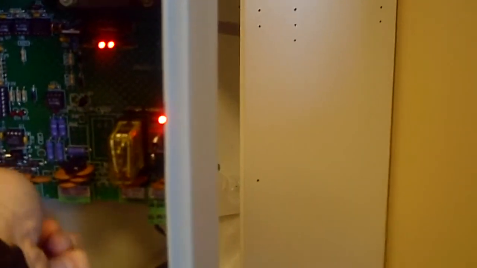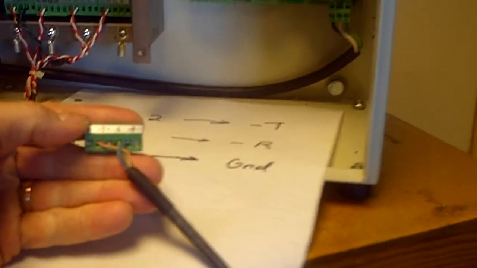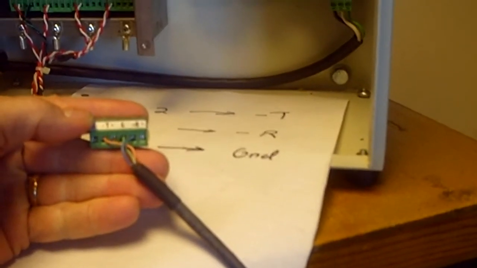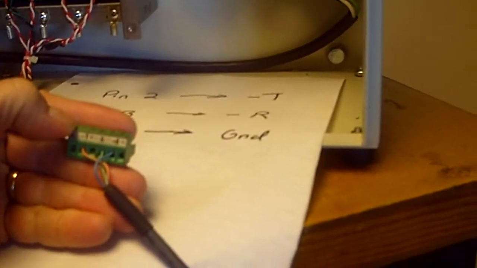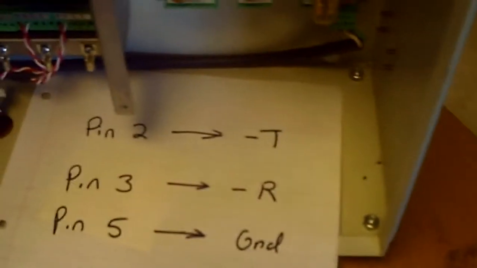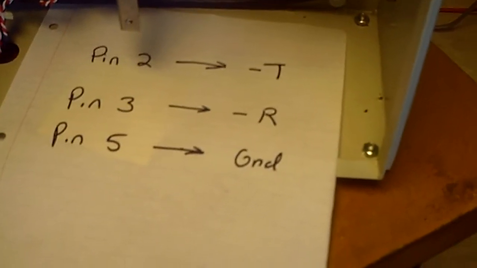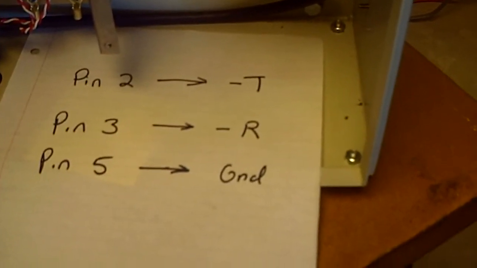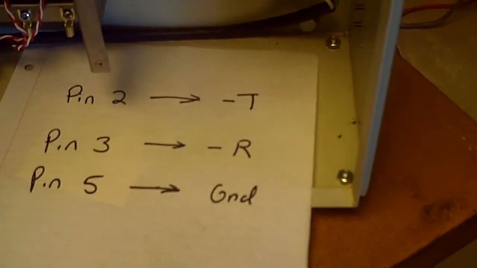I've got my cord coming in to minus transmit, ground, and minus receive. It's about a 10-foot cable. The wiring on the other side, this serial port plug: Pin 2 is minus transmit. Pin 3 is minus receive. Pin 5 is ground.